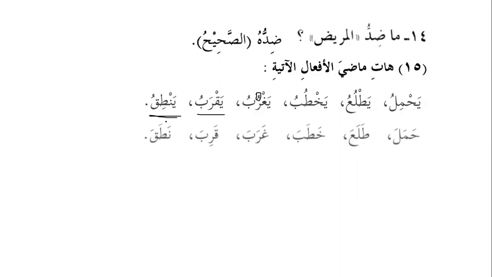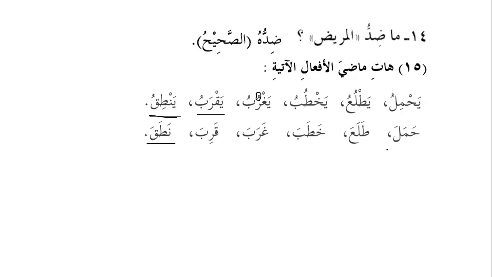So these are the past tenses. Hamala, yahmilu. Then we have tala'a yatlu'u, khataba yakhtubu, gharaba yaghrubu, qariba yaqrabu, and nataqa yantiqu. Nataqa yantiqu on the pattern of daraba yadribu. And similarly, hamala yahmilu. These are easy to recognize. The only thing is, when we have bab Sami'a Yasma'u and Fataha Yaftahu, only that time we need to be sure whether it is from bab Sami'a or bab Fataha.